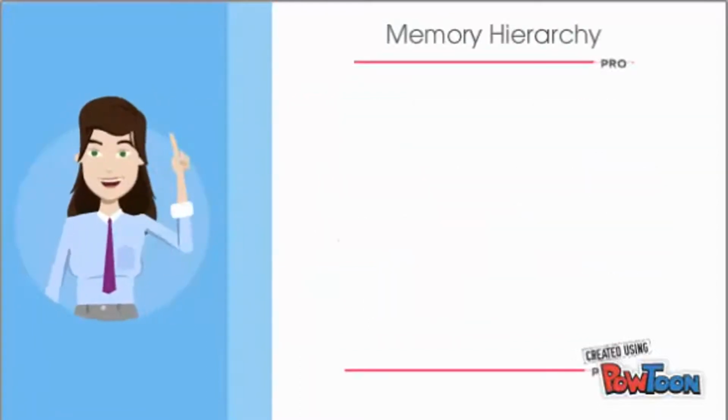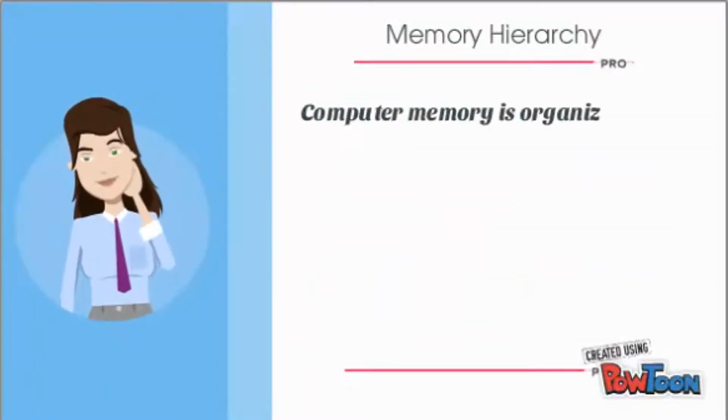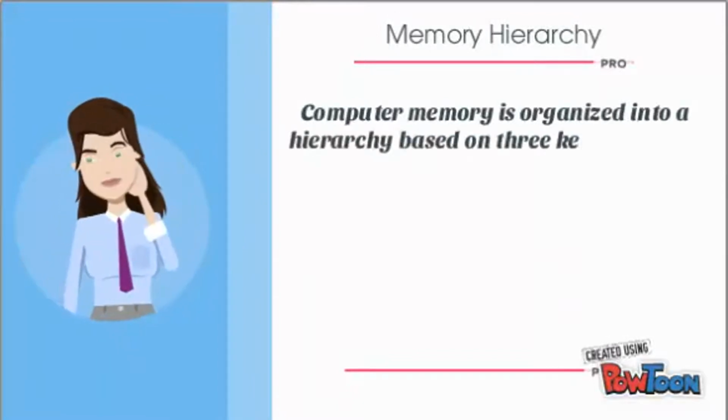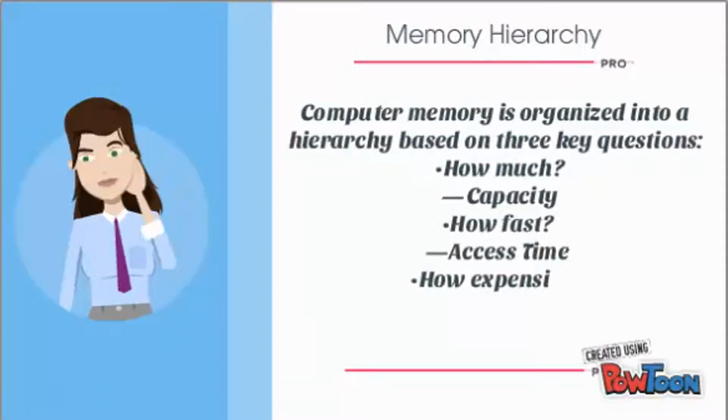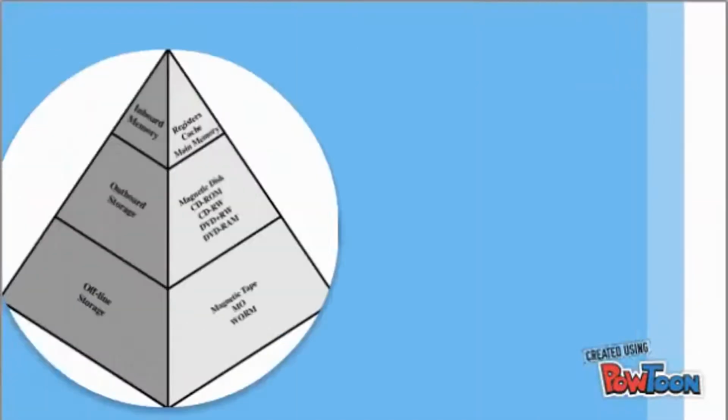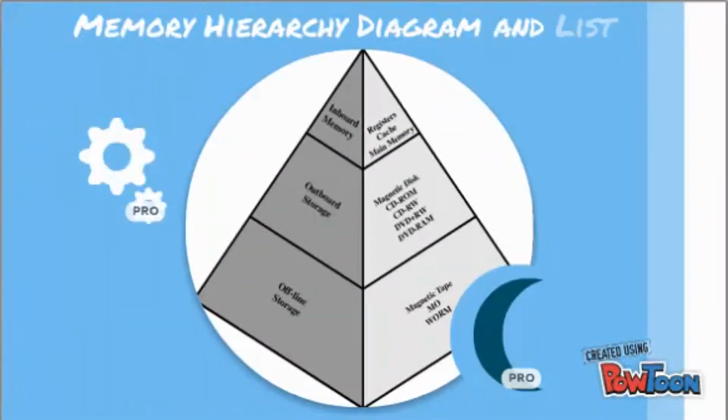Memory hierarchy. Computer memory is organized into a hierarchy based on three key questions. How much? Capacity. How fast? Access time. How expensive? Cost, or money. Memory hierarchy diagram and list: registers, in the CPU; cache memory, L1 cache and L2 cache; main memory, RAM and ROM; magnetic disk, hard disk, optical disks, magnetic tape.